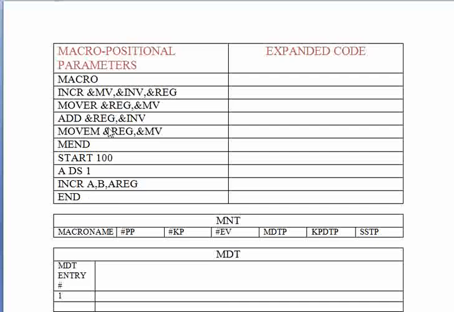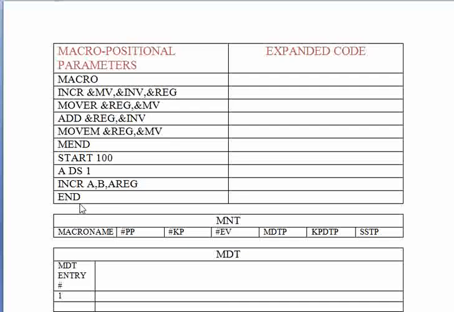So for the formal parameter mv, we have this actual value as a, for the formal parameter inv, we substitute this actual value b, and for reg we substitute a register. So this is a macro call. And finally end, which indicates the end of the program.